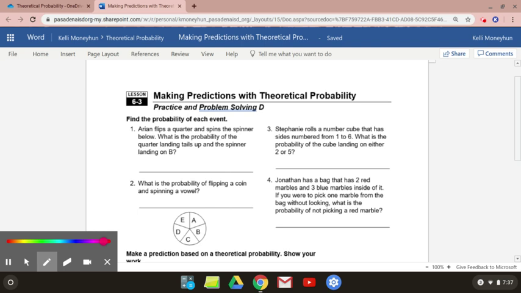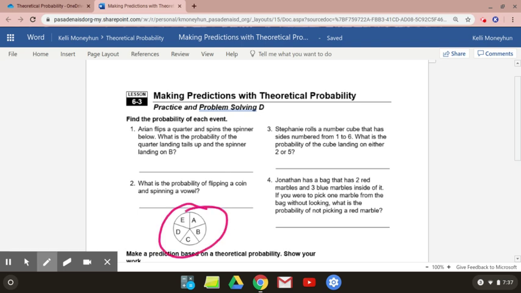Number one says Arian flips a quarter and spins the spinner below. Okay, spinner's right here in case you didn't notice. What's the probability of the quarter landing on tails and the spinner landing on B? Okay, first, is this a prediction or is it regular theoretical probability? This is just regular theoretical probability.